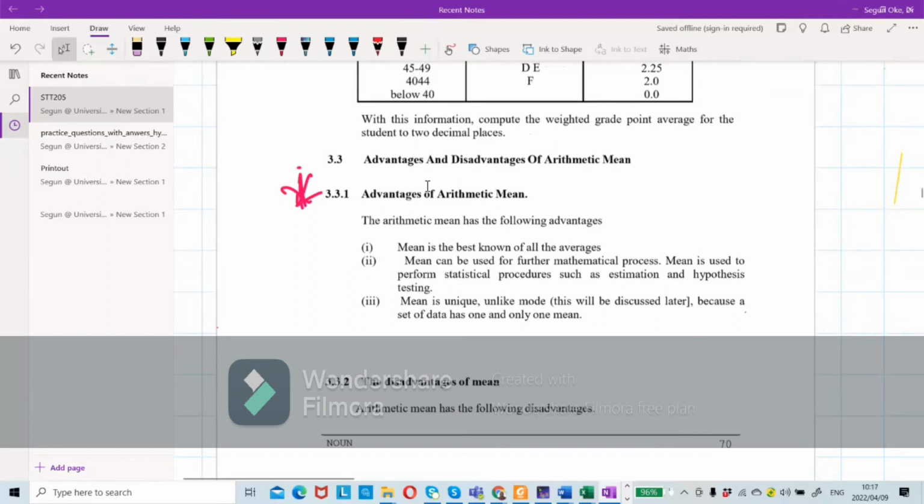So go and learn. Read all these advantages and disadvantages of the arithmetic mean. Please take your time and read them.